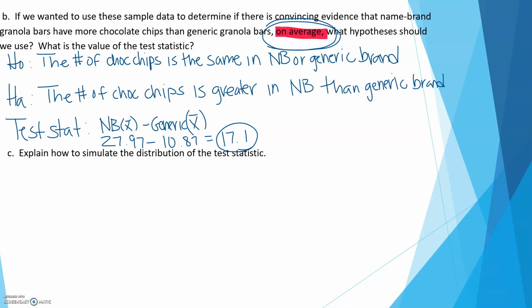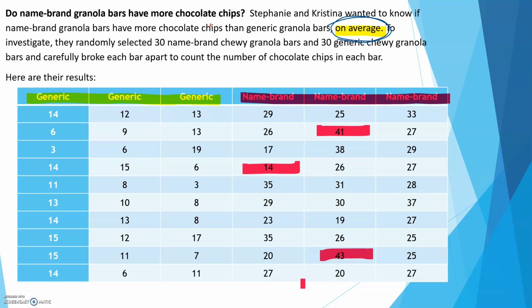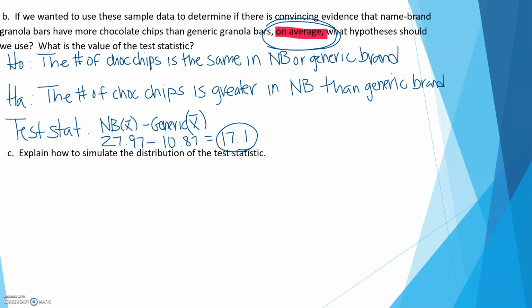Now we're going to simulate. We haven't done this in a while. Explain how to simulate the distribution of the test statistic. So you've got to go back and look at your original data. Okay. So there was 30 name brand and 30 generic. So that lets me know the total number. I'm going to do this with note cards. So I would say use 60 note cards. That's for the 30 name brand and the 30 generic.